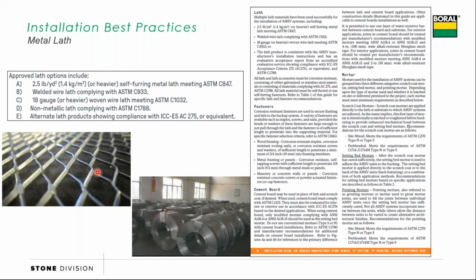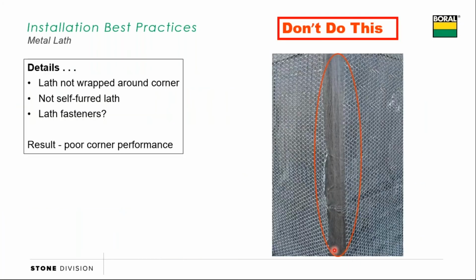Metal lath starts out as a solid sheet of metal. They score it and stretch it. That's what creates these diamond shapes and the cups that we see. We're all very familiar with lath. The sheets are about 8 foot long, about 27 inches tall.